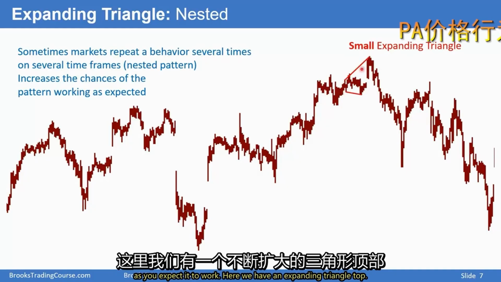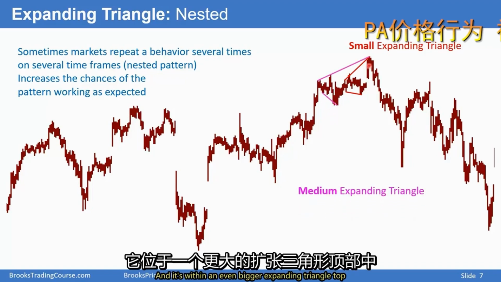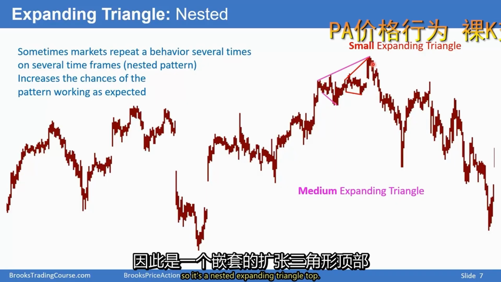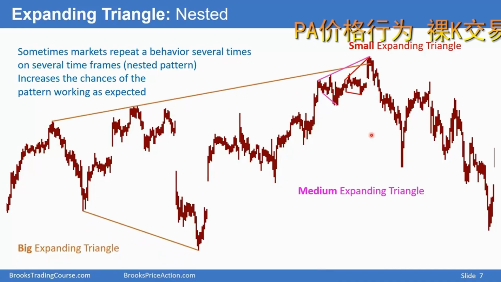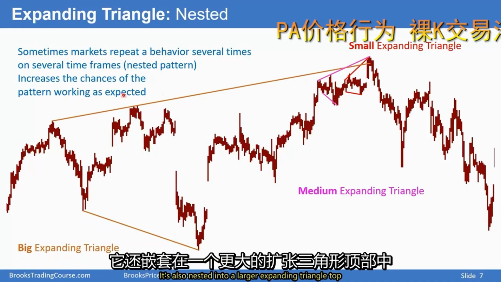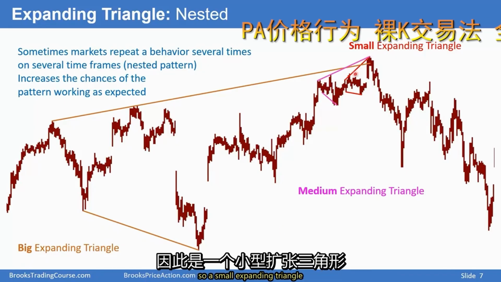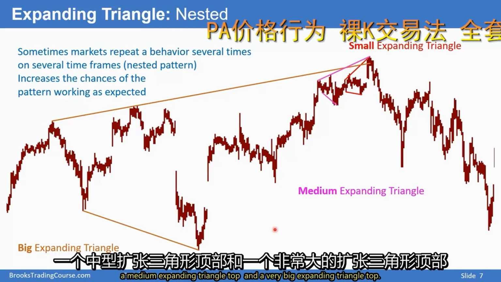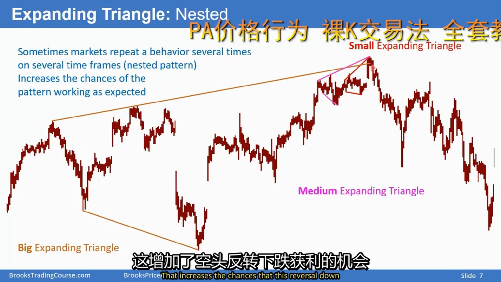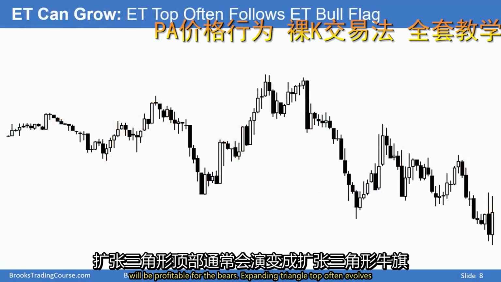Here we have an expanding triangle top. And it's within an even bigger expanding triangle top. So it's a nested expanding triangle top. It has a slightly higher probability of success. It's also nested into a larger expanding triangle top. So a small expanding triangle, a medium expanding triangle top, and a very big expanding triangle top. That increases the chances that this reversal down will be profitable for the bears.